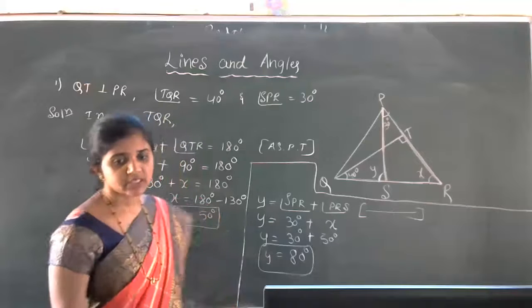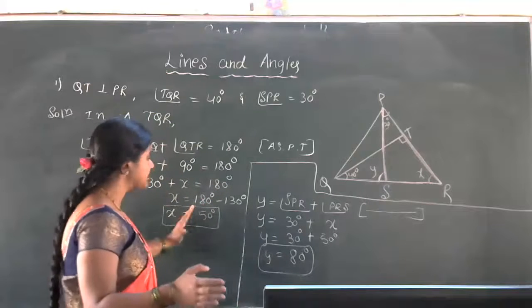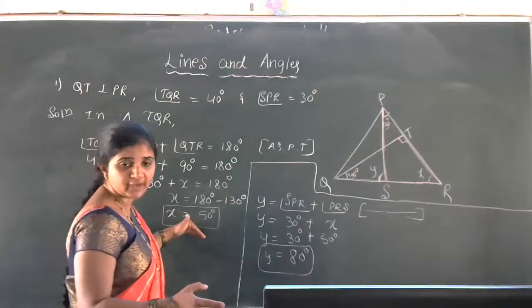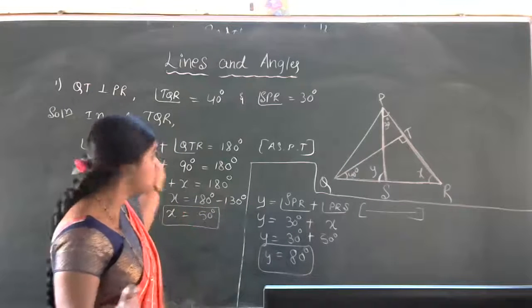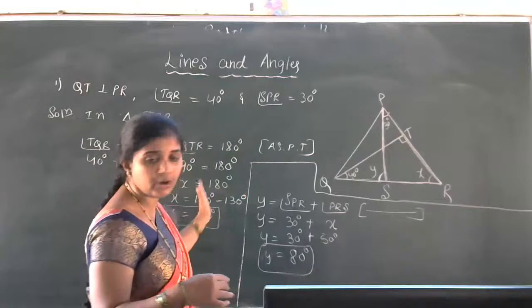Just now we discussed example 1 problem, in which we have to work out the x value and y value. You got the idea of how to find the x value, using the angle sum property of a triangle. So we got the value of x.